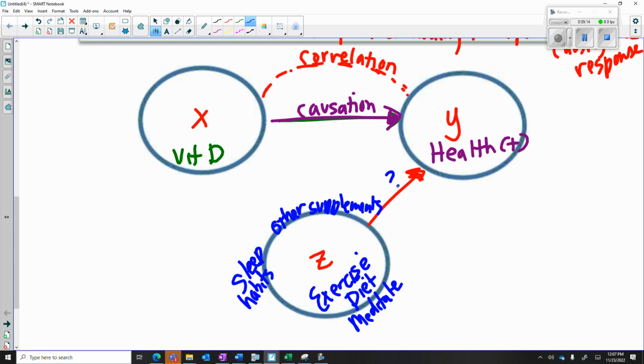So I'm going to put a question mark here showing we're not sure if X is causing Y or Z is causing Y. And we're confused. We say that X is confounded with Z, meaning the vitamin D and taking vitamin D is being confused or confounded with maybe your exercise habits. And we don't know how to conclude the response. We don't know if indeed the health is improved because of X or because of Z. Okay? So that's that. And that's going to come up a lot with observational studies because we don't really know.